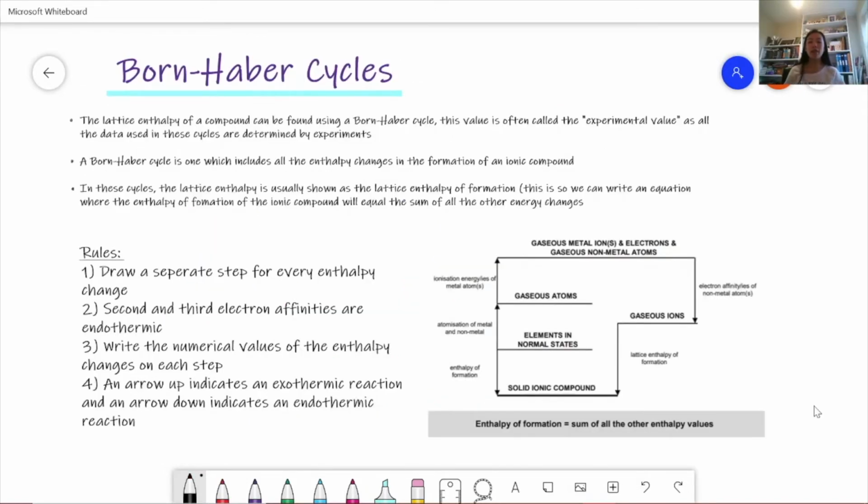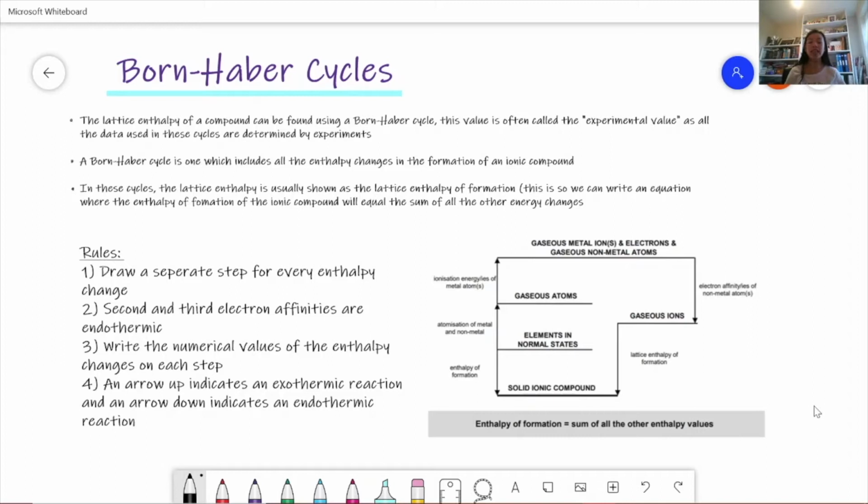Now we're going to learn about Born-Haber cycles. So the lattice enthalpy of a compound can be found using a Born-Haber cycle, and this value is often called the experimental value, as all the data used in these cycles are determined by experiments. So if you can remember, the lattice enthalpy of a compound is the enthalpy change when 1 mole of that solid ionic compound is either formed or dissociated into its gaseous constituent ions. And a Born-Haber cycle is one which includes all the enthalpy changes in the formation of an ionic compound.